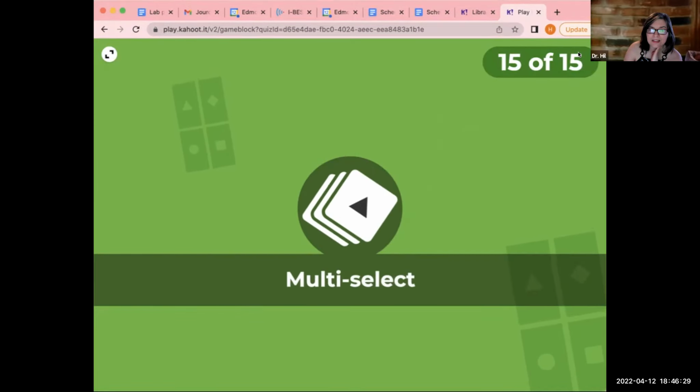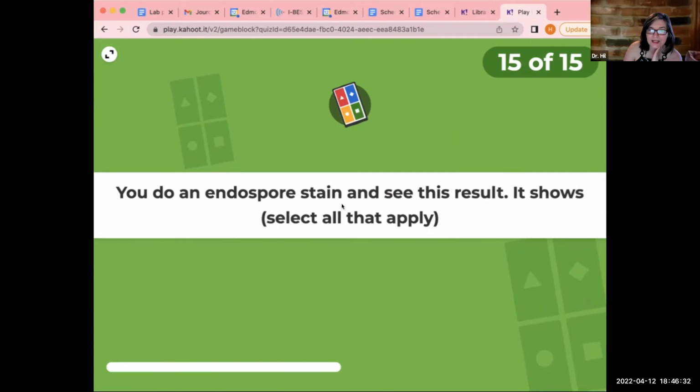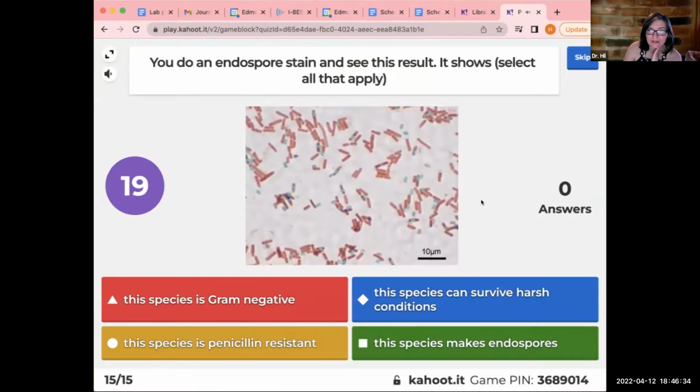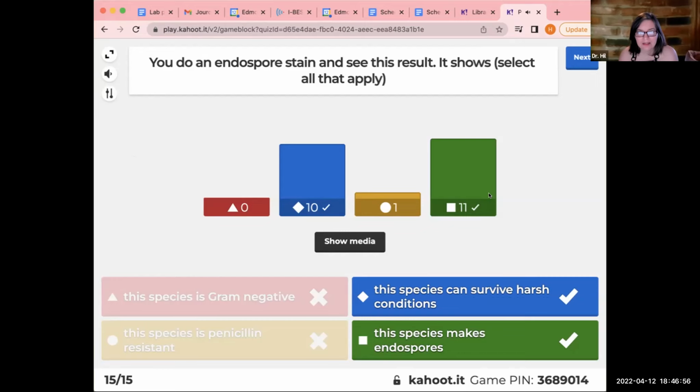Last question is a multi-select. You do an endospore stain and see this result. It shows you what? Select all that apply. You do an endospore stain, you see this result. What does it tell you? Good job. Yes. The species can survive harsh conditions. That's what endospores do. It's clearly endospore positive. The species makes endospores. And then we really can't say anything about these other things because we have not done a gram stain.